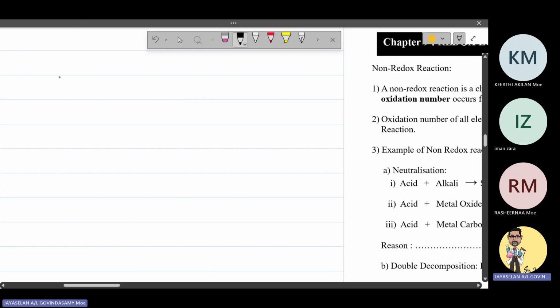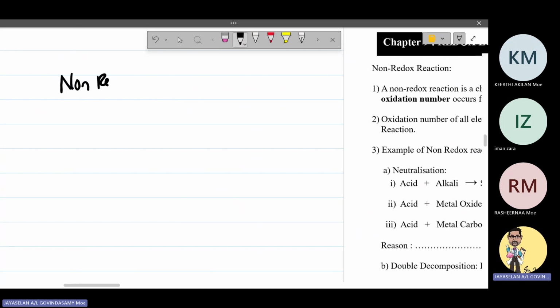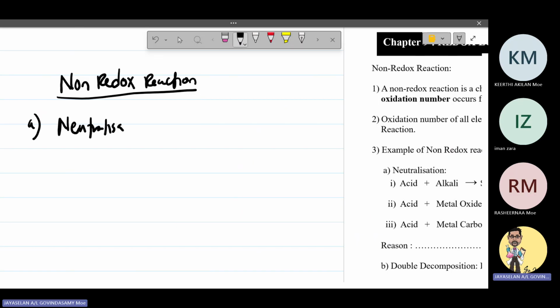Look, which of the following, this must be memorized. Non-redox reaction. Which is not a redox reaction? Very simple. Non-redox reaction has only two. One is neutralization. Neutralization has 4 reactions, but only 3 will be asked in the exam. What is neutralization, sir? When an acid reacts with alkali, you will get salt plus water.